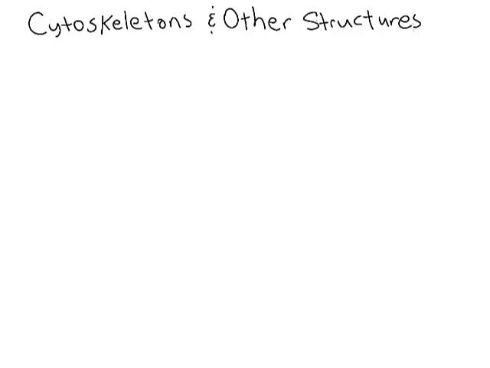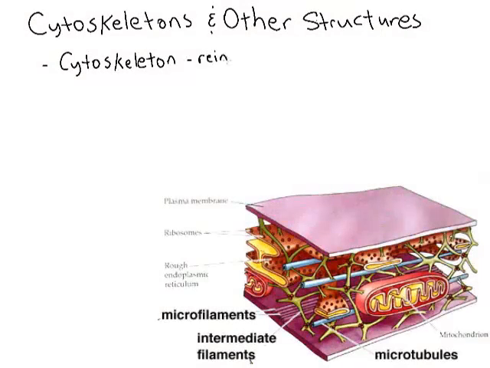Now, between the nucleus and the plasma membrane of all eukaryotic cells is a system of interlinked protein filaments called the cytoskeleton that reinforces, organizes, and moves cell structures, and sometimes even the entire cell.